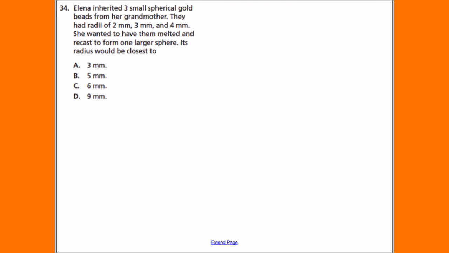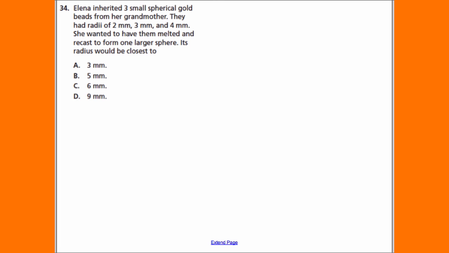Number 34. Elena inherited 3 small spherical gold beads from her grandmother. They had radii of 2 millimeters, 3 millimeters, and 4 millimeters. She wanted to have them melted and recast to form one larger sphere. Its radius would be closest to what is the question?